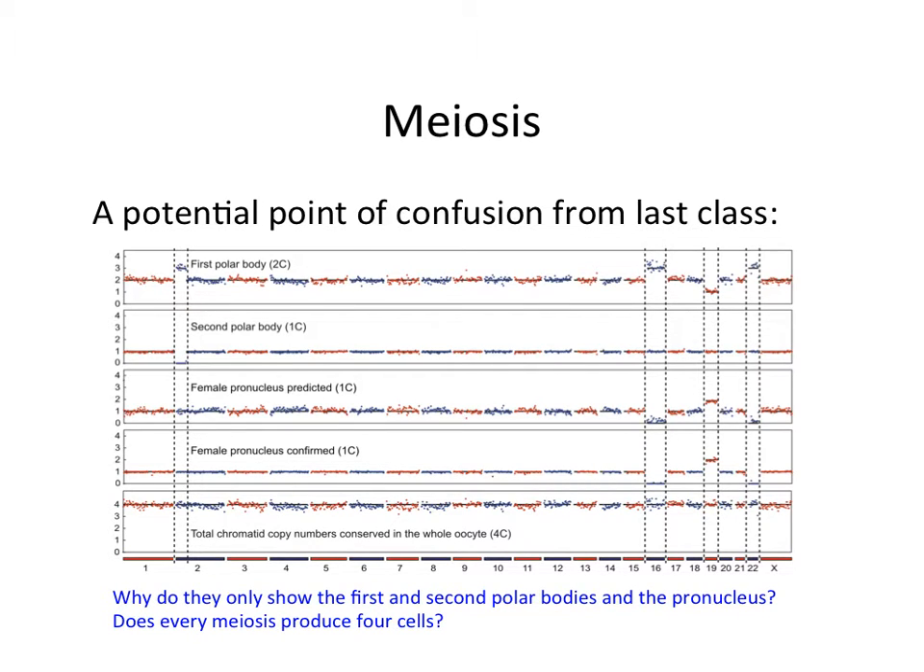It does not. So the first polar body stays, what's its ploidy? How many copies of each chromosome does it have? As is drawn here, two. So it's diploid. And the second polar body has a single chromosome of each of the chromosomes in it. So it's haploid, like the oocyte.